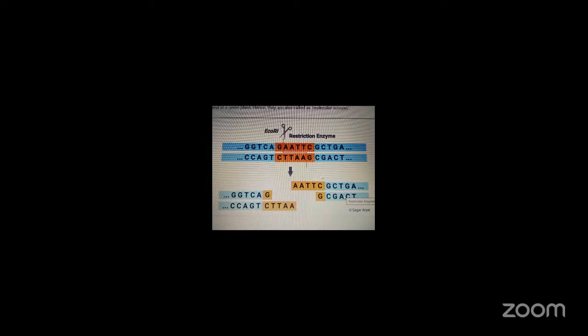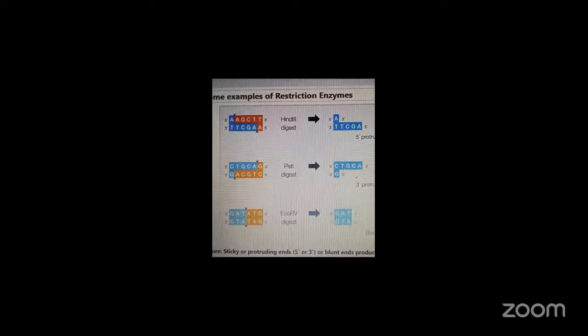So see here, the picture shows some examples of restriction enzymes, meaning restriction endonucleases. For the 5 direction here: adenine, adenine, guanine, cytosine, thymine, thymine, which is to handle the digest. What happens here is that it will be divided.